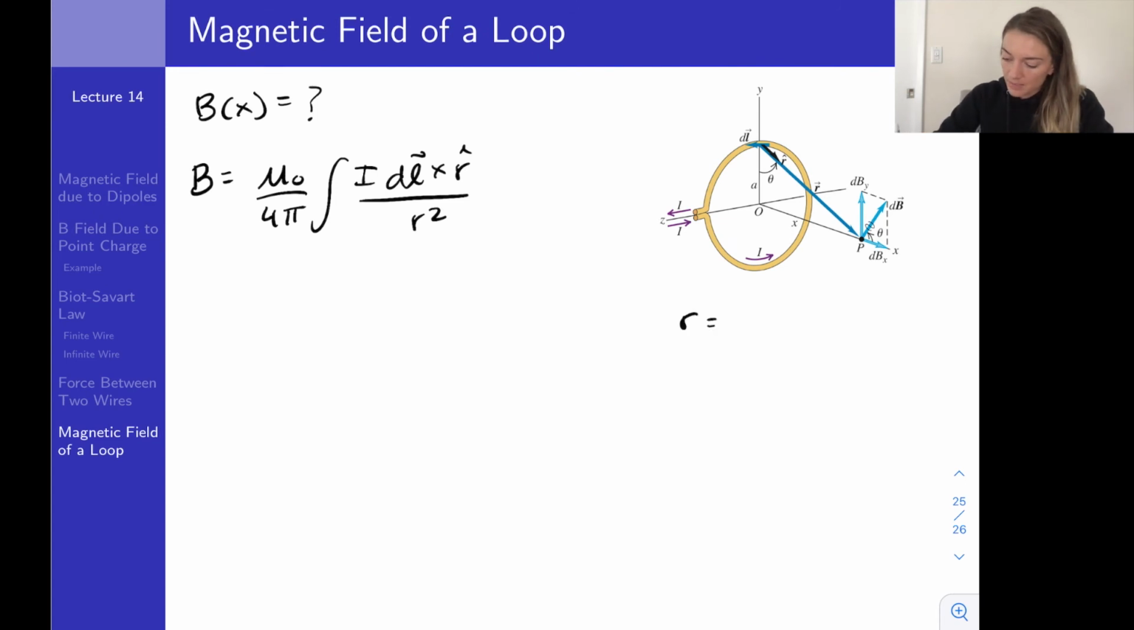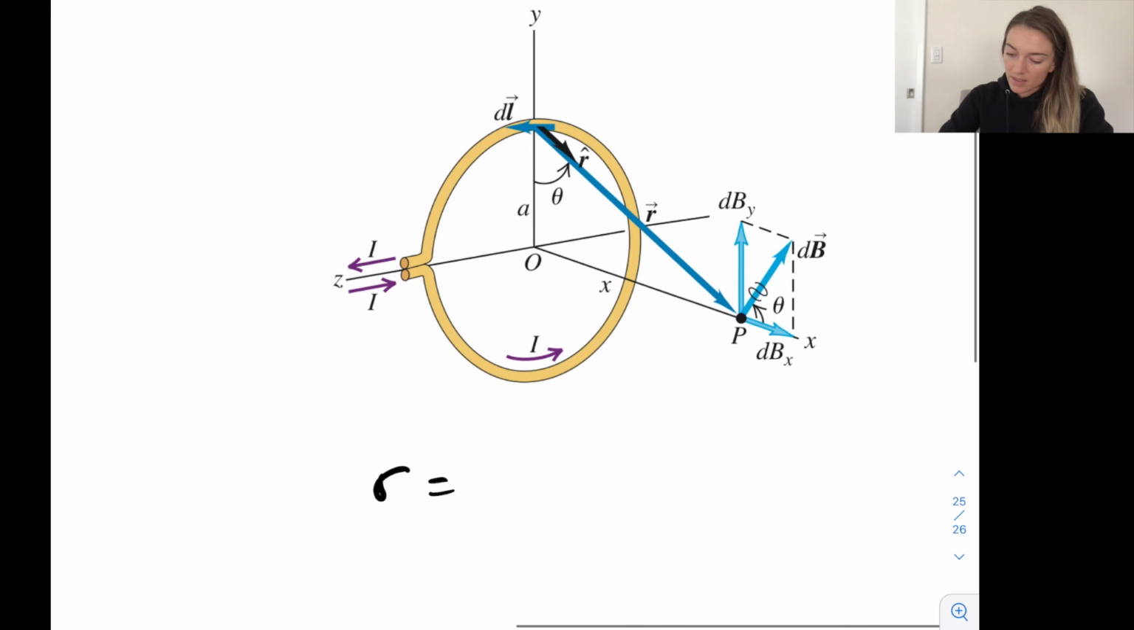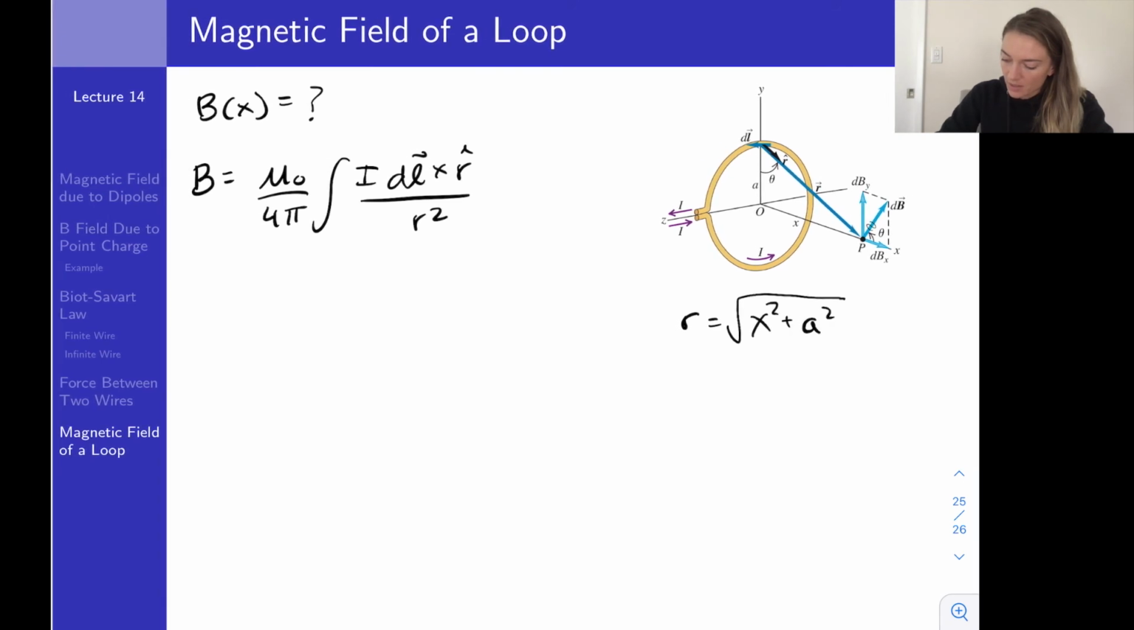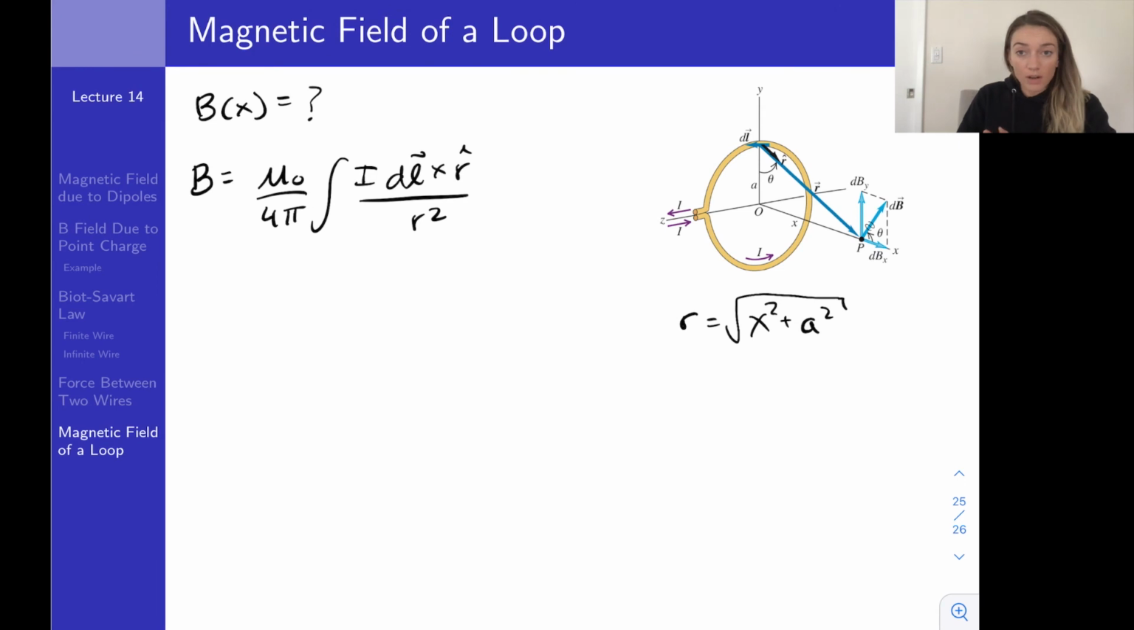So r, we can see that from any point along our loop, it's going to be a distance x away, and then this is our radius. So this distance from every point on our loop to the point P is just going to be a squared plus x squared, or x squared plus a squared. So we're going to have the square root of x squared plus a squared. All right, so r was easy enough. Now we have to figure out this cross product.